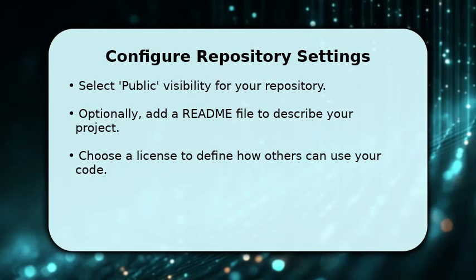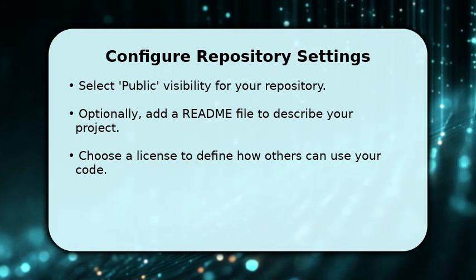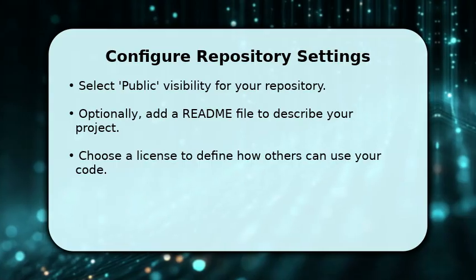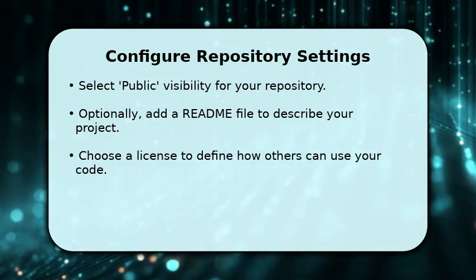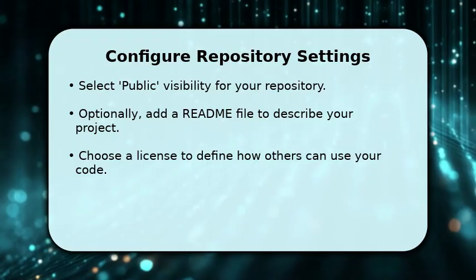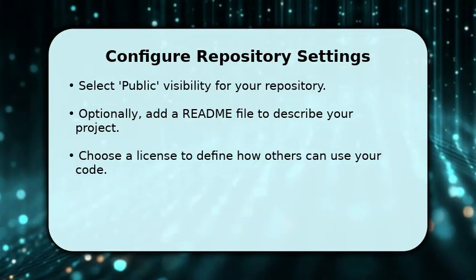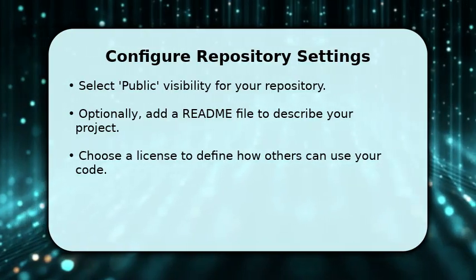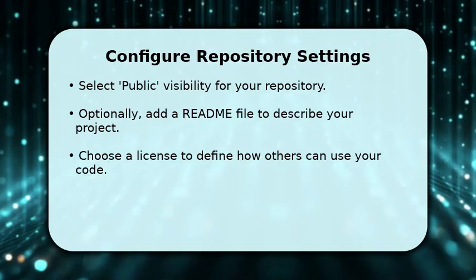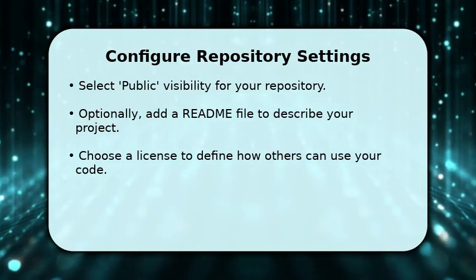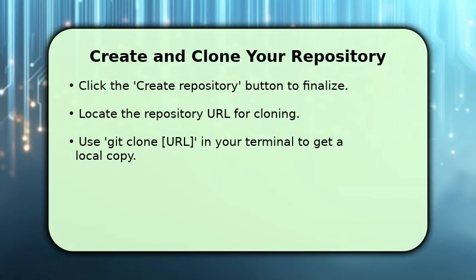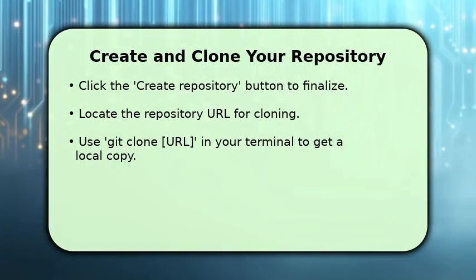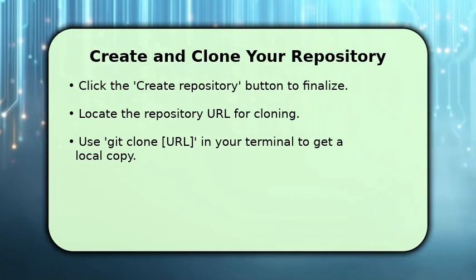Next, we'll configure the repository settings. It's crucial to select public visibility to make your project accessible to everyone. You can also choose to initialize your repository with a README file, which is a great place to provide an overview of your project. Additionally, consider adding a license. This specifies the permissions and restrictions for using your code, ensuring clarity for collaborators and users alike. After setting up the initial configurations, click the Create Repository button to finalize the process. Your new public repository is now live on GitHub.